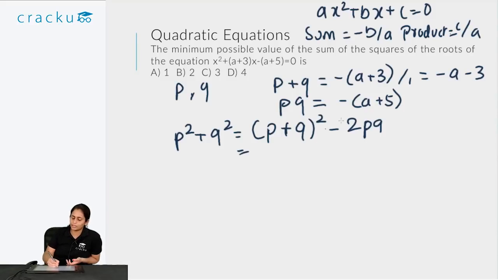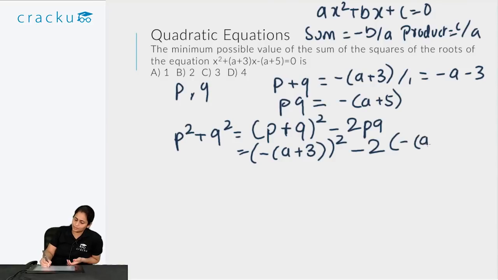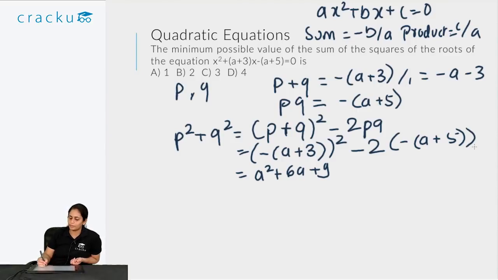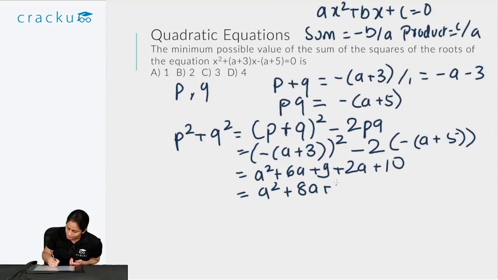I know that p plus q is essentially minus of a plus 3. So I can write minus of a plus 3 the whole square minus 2 times minus a plus 5, because pq is minus a plus 5. If I open up the brackets, the minus sign gets removed because of the squaring. So I get a plus 3 the whole square, which is a square plus 6a plus 9. And the minus gets cancelled out, I get 2a plus 10. So on adding I get a square plus 8a plus 19.